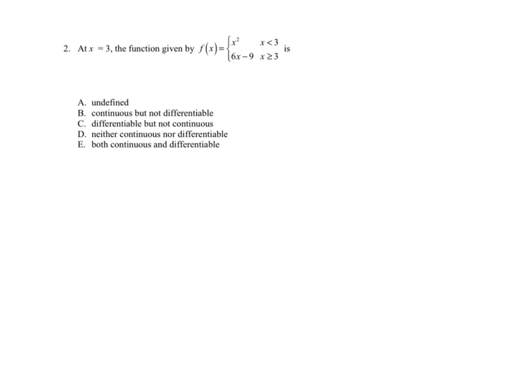So the first thing we're going to check for is continuity. First of all, x squared is continuous on its entire domain because it's a polynomial, and 6x minus 9 is continuous on its entire domain because it's a polynomial. So the point in question is really what's happening at 3, where we switch from one function to another. So we want to see if f of 3 exists.